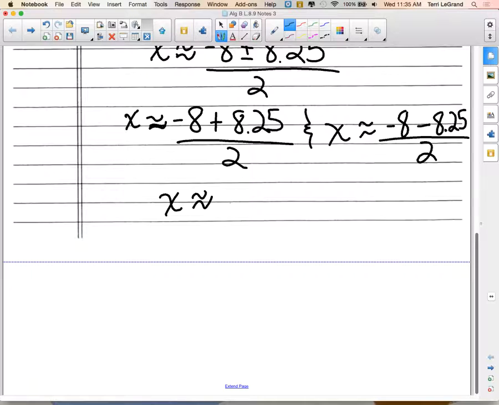Okay, try something for me then. Do this in your calculator. Would you put -8 plus the 8.25 divided by, that's what that fraction bar means, divided by 2. Tell me what you get. 0.125.